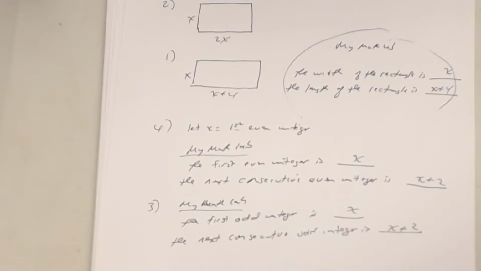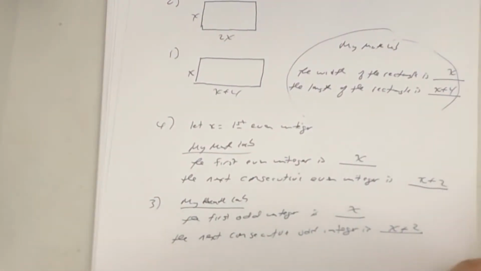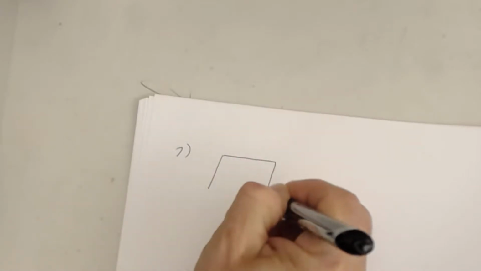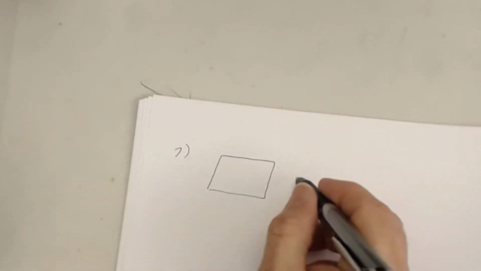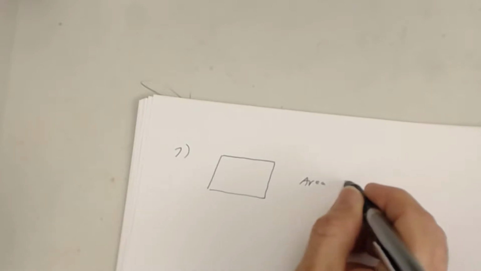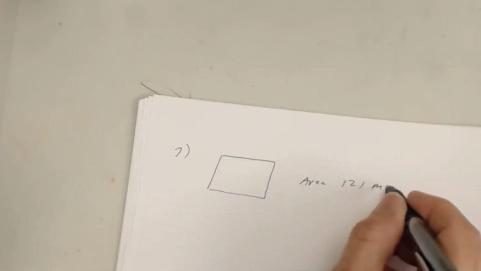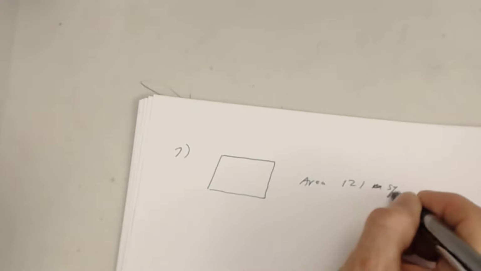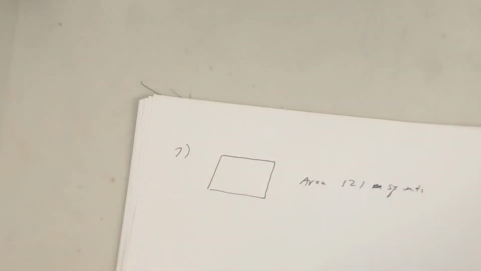All right, let's look at number 7. Number 7 says that the area of the square is 121 square units, and you want to find the length of its sides.